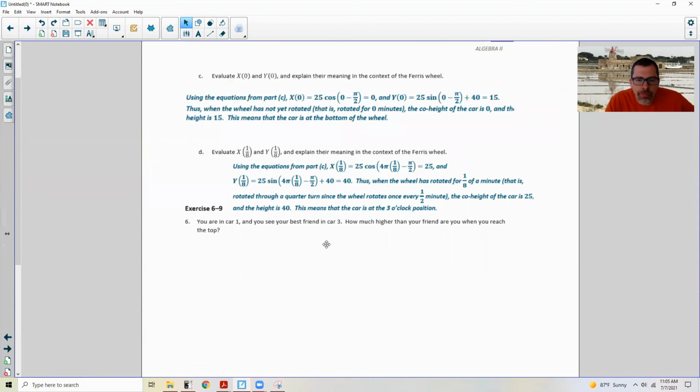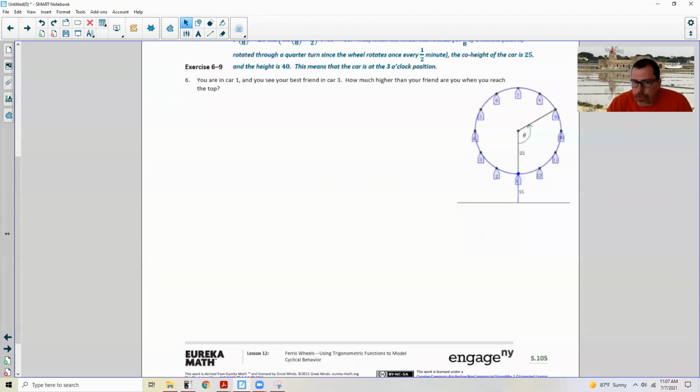Number 6, exercises 6 through 9. You're in car 1 and you see your best friend in car 3. How much higher than your friend are you when you reach the top? Okay, so there's 2 ways to do this. I'm in car 1, or you're in car 1, which is right here. Car 1. And you see your best friend in car 3. Your best friend is right here. How much higher than your friend are you when you reach the top?